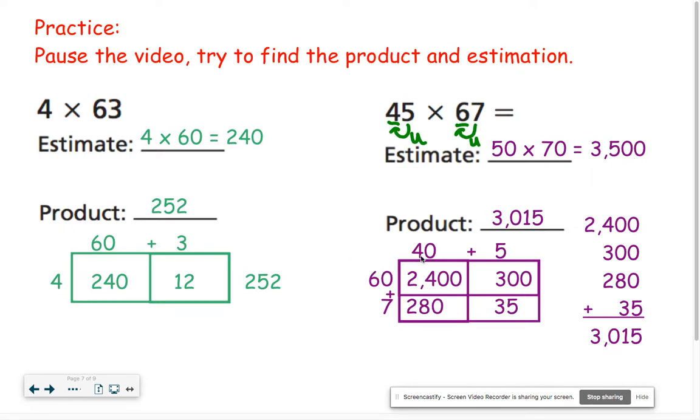We're going to break apart our 45 and our 67. Again, when we multiply, you're multiplying the base times the height. So 60 times 40 is 2,400. The next one, 60 times 5 is 300. 7 times 40 is 280. And 7 times 5 is 35.